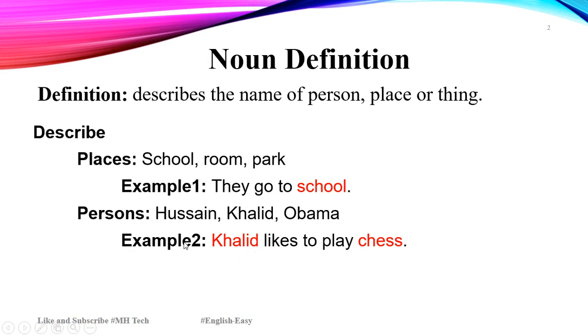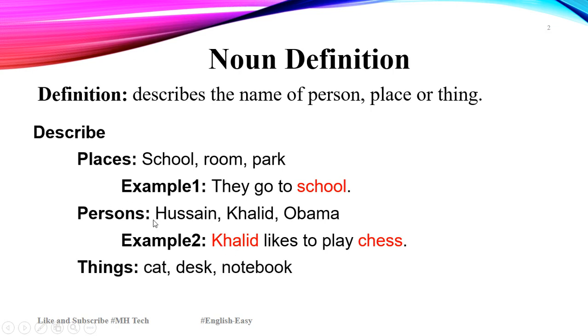So here the noun describes a person. For example, here Khalid is a person. You can see here Khalid. Khalid is the name for a person.